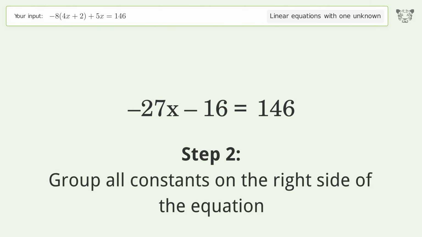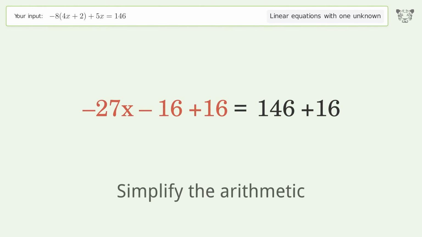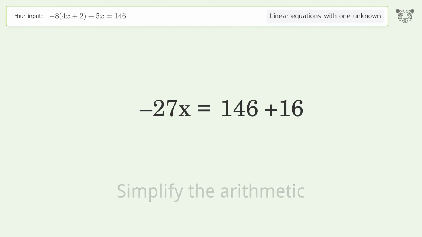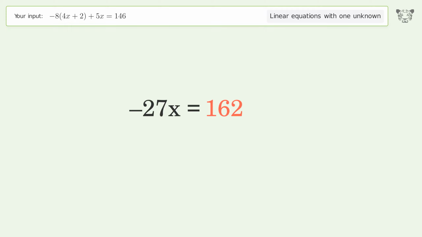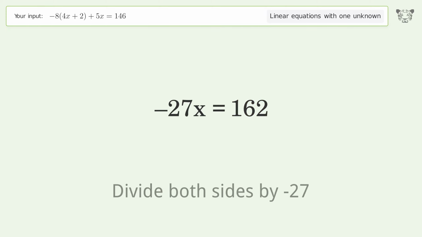Group all constants on the right side of the equation. Add 16 to both sides. Simplify the arithmetic. Isolate the x. Divide both sides by -27.